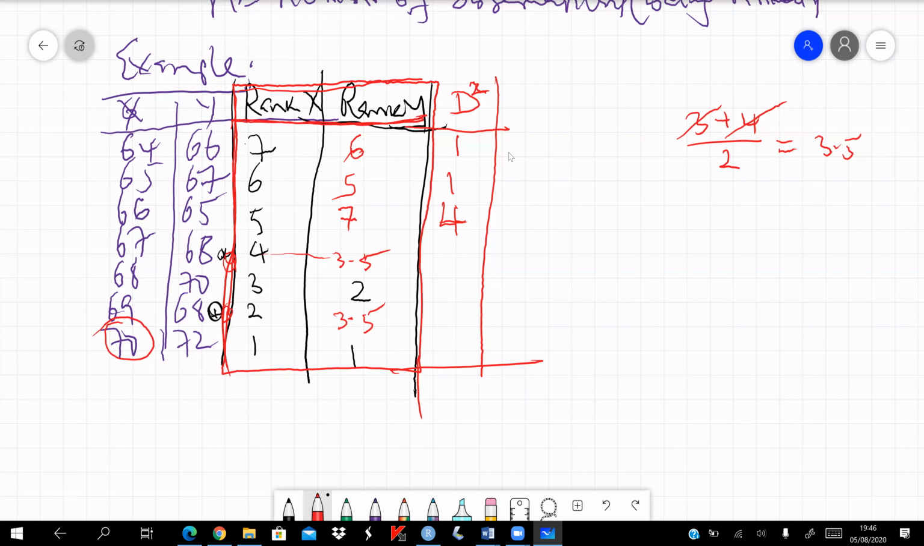Yeah, and this is 0.25. Then the next one should be 1. Then 0.25, 1, 2.25. The next one, 0.25, yes. 2.25, correct. 2.25. And then this will be 0. So this is now what we are calling the summation of D squared.